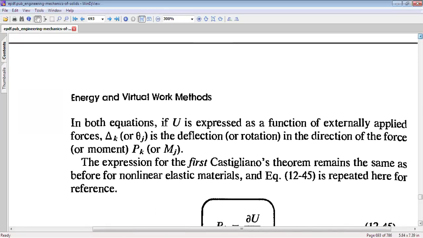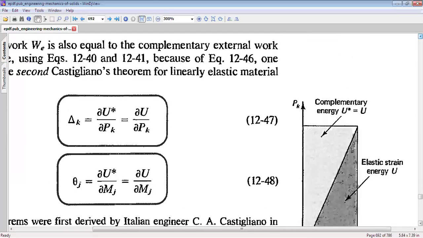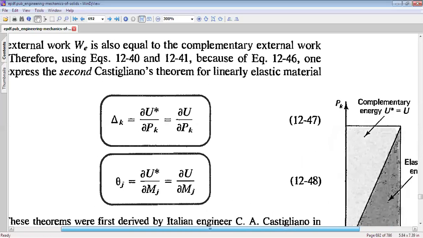And Castigliano's second theorem states that the deflection at the kth location is given by ∂U by ∂Pk, where capital U is the strain energy of the system and Pk is the force that is acting at the kth location in the direction of Δk.